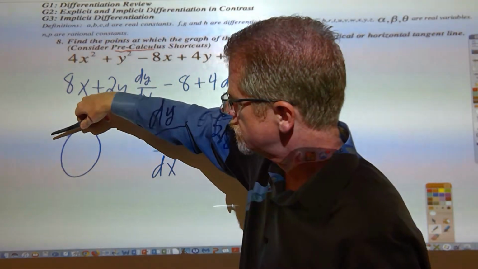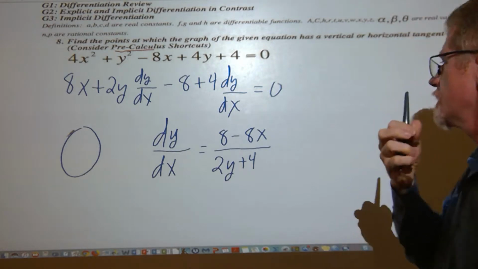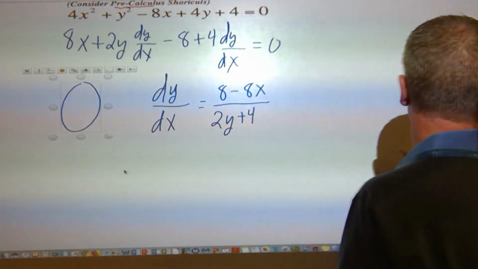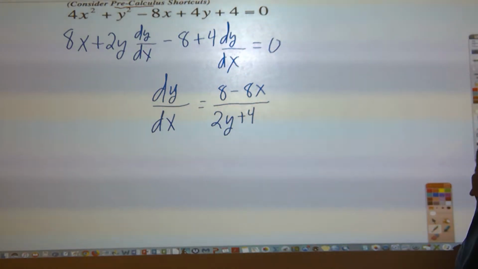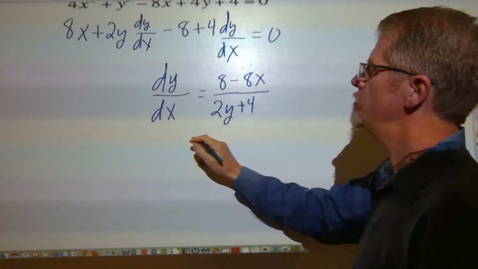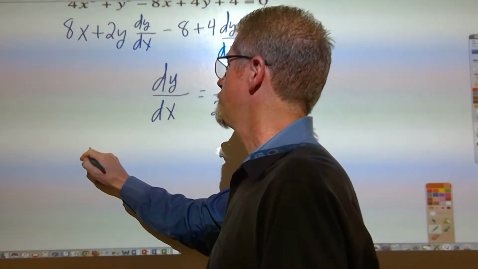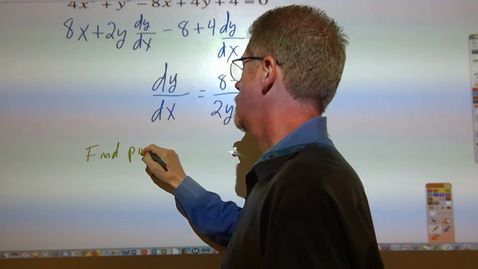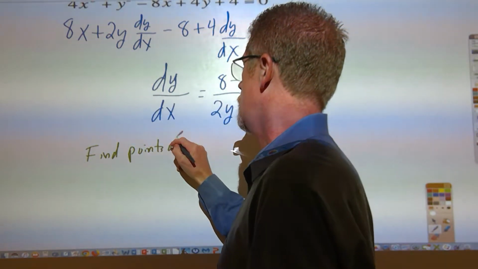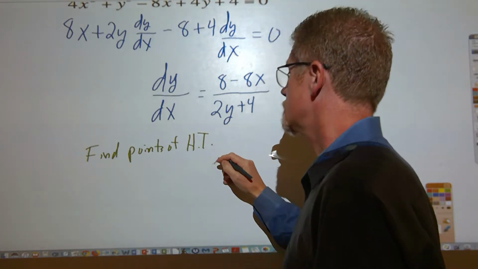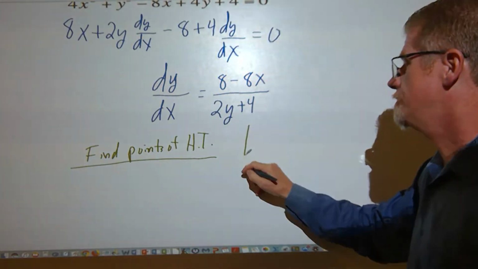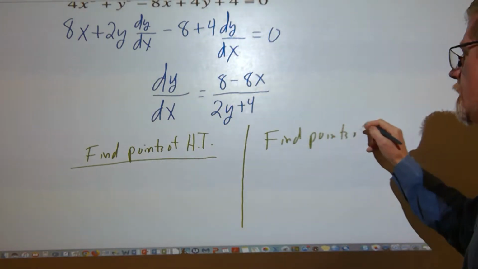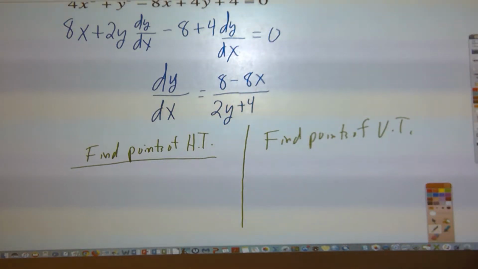That would include the horizontal and vertical tangent lines. So using calculus, it's really not as much work. You don't have to complete the square. All you have to do is divide your work into 2 columns to find points of HT, horizontal tangency. That's 1 column. The other column will be where we find points of vertical tangency, VT.